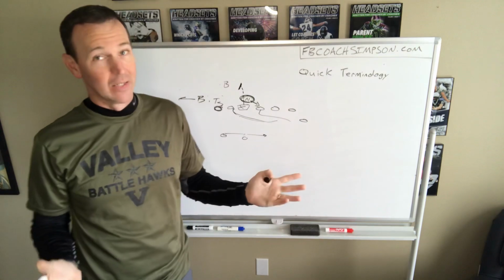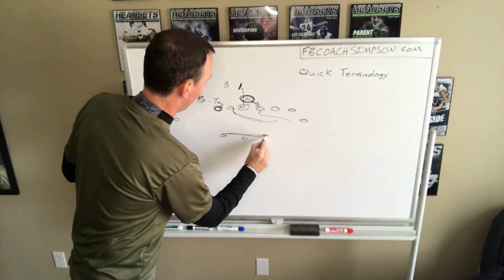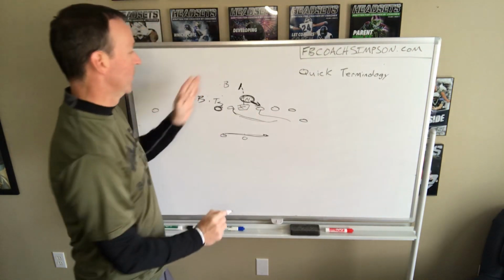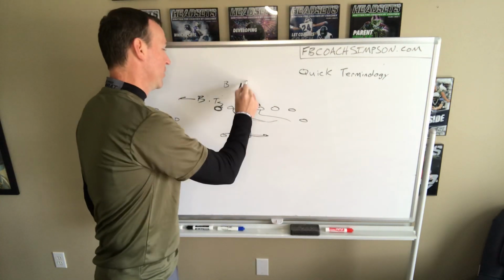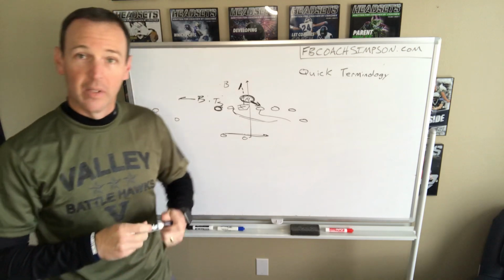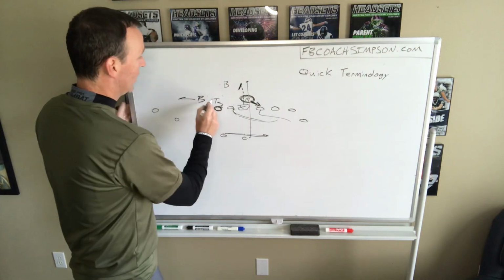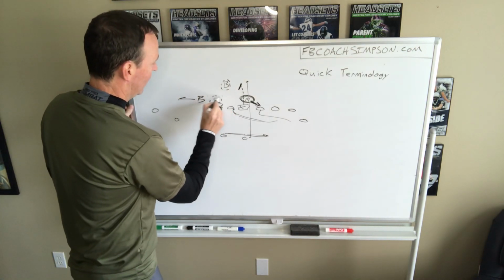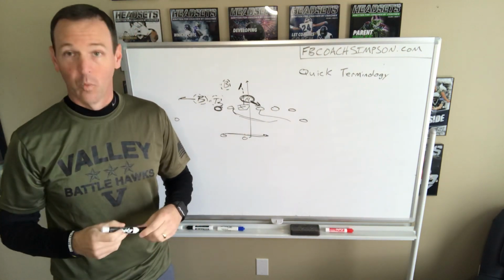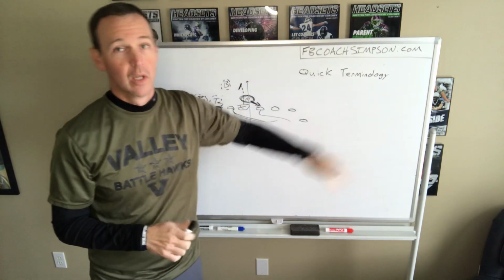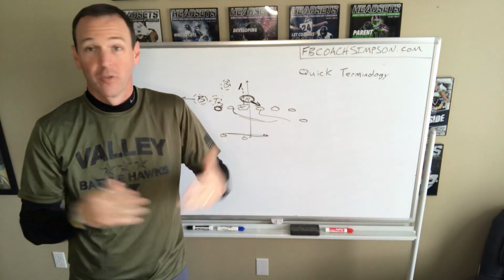Very much a midline type concept. Here we go. Read him. If he flies like we think he is, pull it, and the quarterback runs here. But it gives us the ability now to read any defender with the run on the back side of the quarterback with quick terminology.